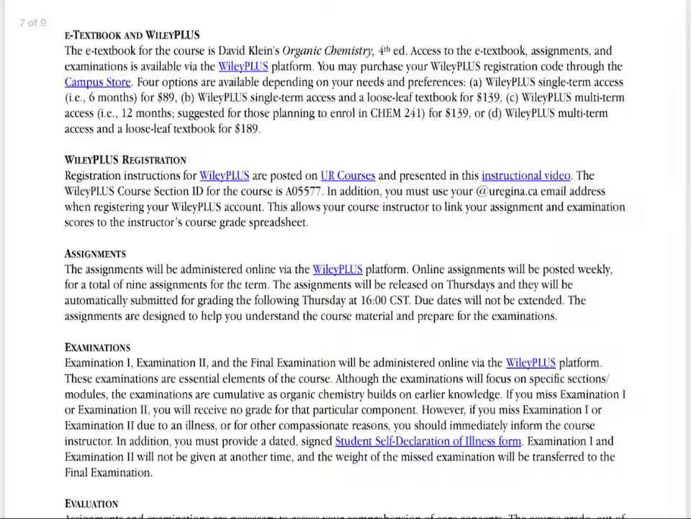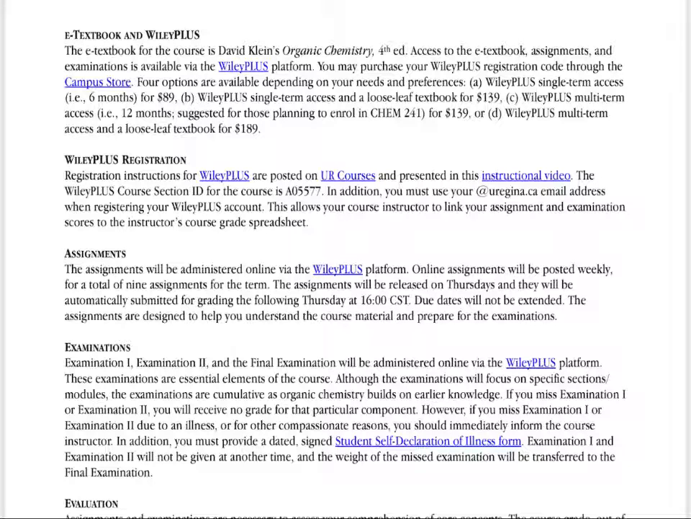eTextbook and Wiley Plus. The eTextbook for the course is David Klein's Organic Chemistry, which is currently the 4th edition. Access to the eTextbook, assignments, and examinations is available via the Wiley Plus platform. You may purchase your Wiley Plus registration code through the campus store. 4 options are available depending on your needs and preferences. The first option is Wiley Plus single-term access, that is 6 months, for $89. The second is Wiley Plus single-term access and a loose-leaf textbook for $139.